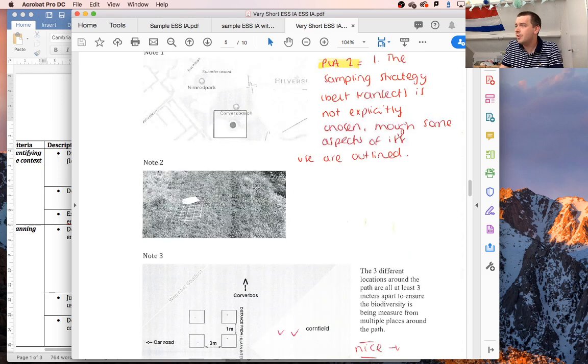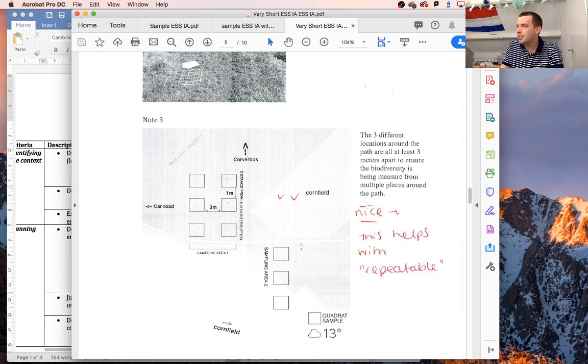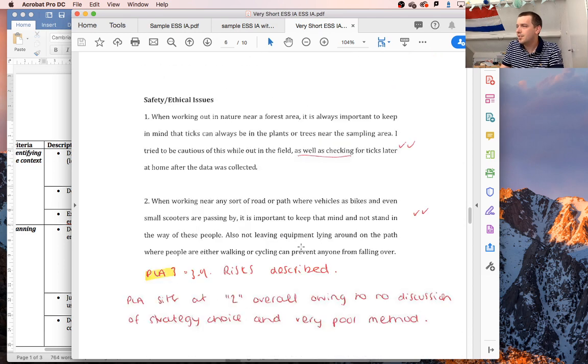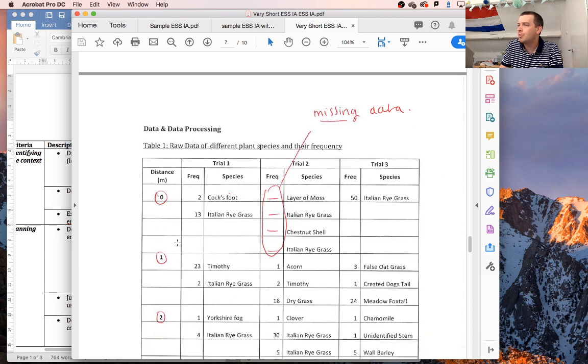They do, however, do a few things well. They show a sampling strategy. That's nice. They talk about some sensible safety and ethical issues, mentioning, for instance, you check for ticks after you're working in long grass. It makes sense. You're careful for bikes around you. It makes sense. It's good. Okay, that saves their bacon a bit, putting their planning mark up to 3.